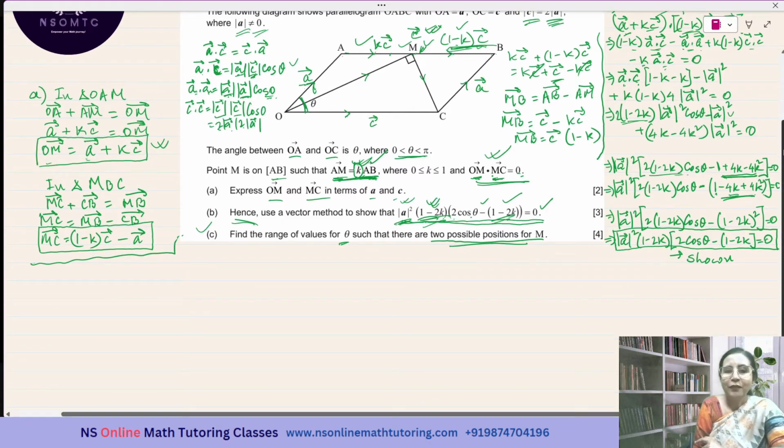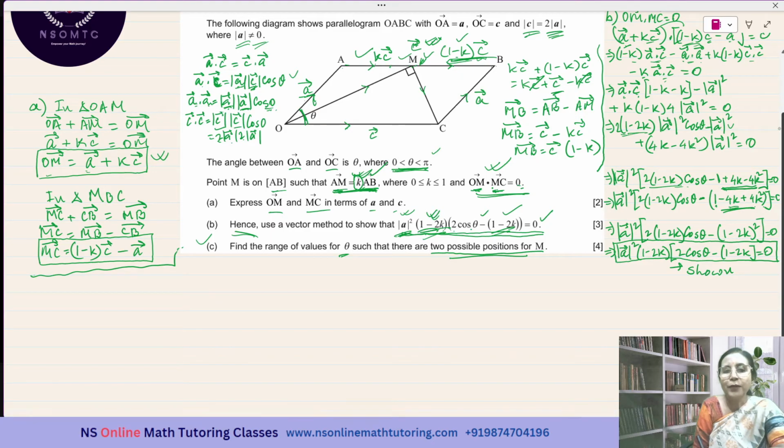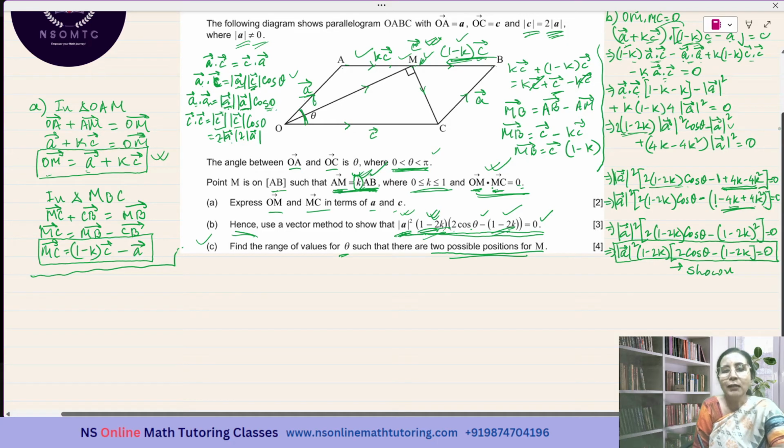Fine. And theta is between 0 and pi. That means theta is an angle from the first or the second quadrant. And E is having values from 0 to 1, any value. E is greater than or equal to 0 but is less than or equal to 1.